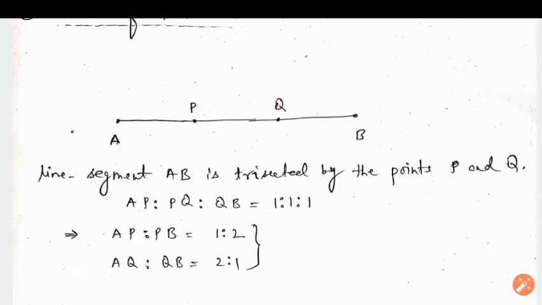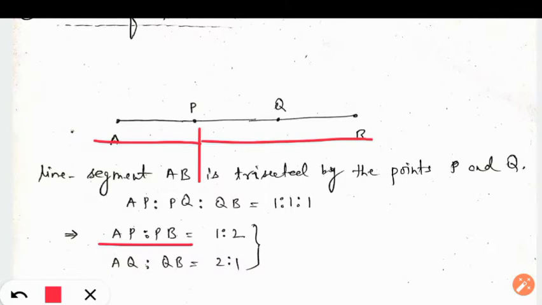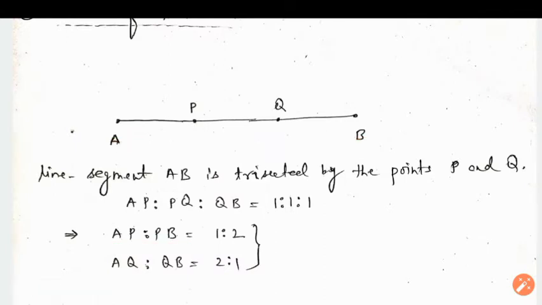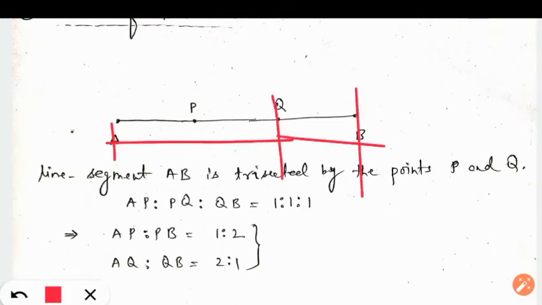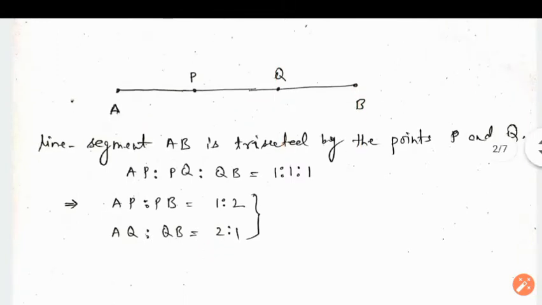So what is the ratio between A to P and P to B? A to P is 1 part and P to B is 2 parts, that is why 1:2. Similarly, what is the ratio between A to Q and Q to B? See the figure, A to Q is 2 parts and Q to B is 1 part, that is why 2:1. Understood the concept of trisection?